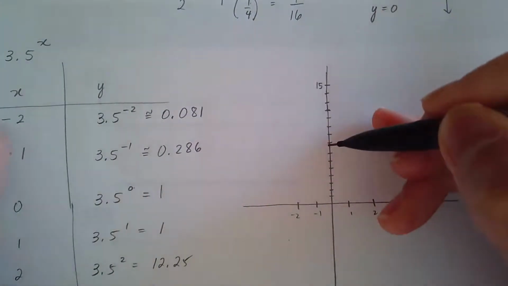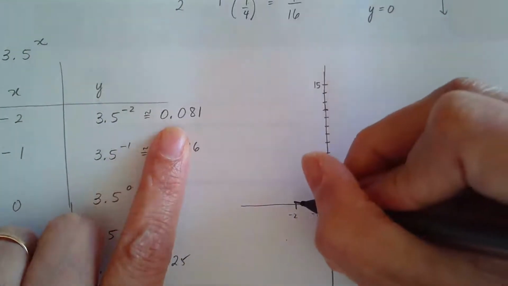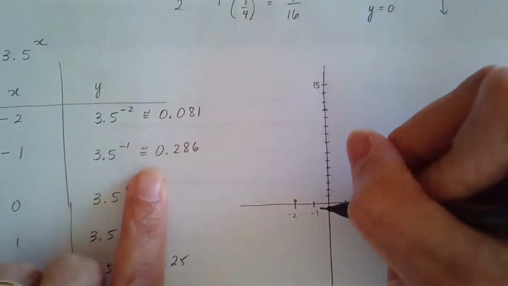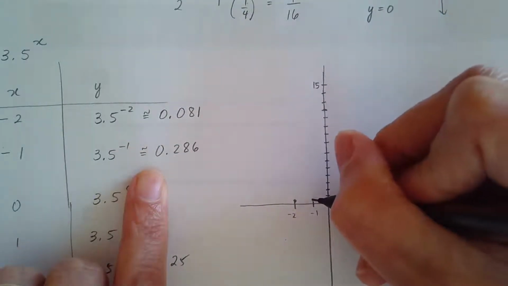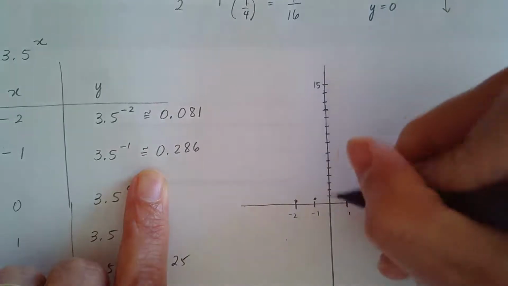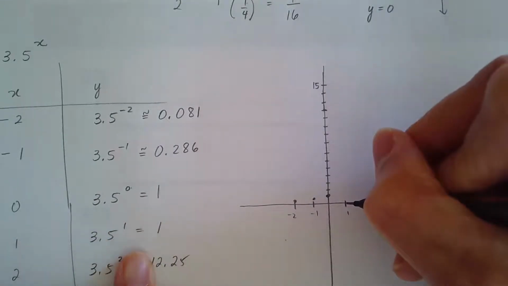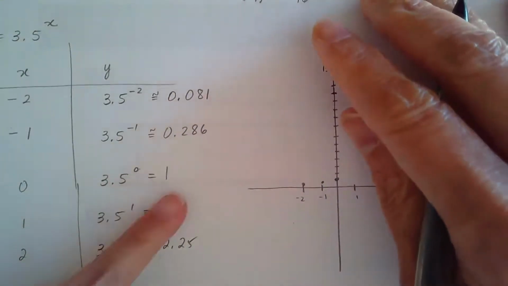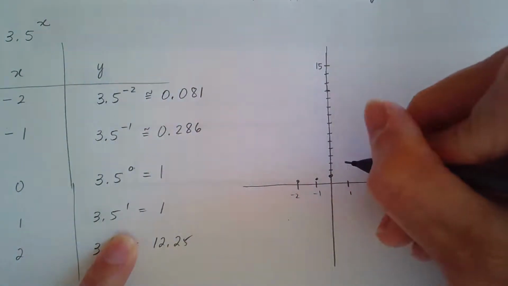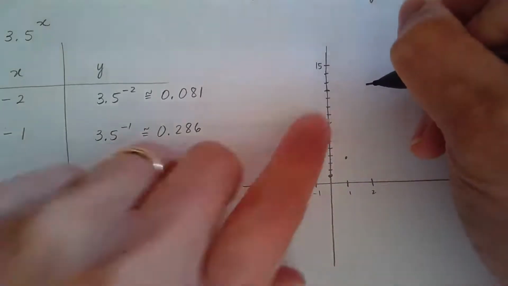So the very first one here, if x is negative 2, it's going to give you 0.081, so it's going to be really, really close to 0 right there. And if it's negative 1, it's going to be 0.286. And then 0 is 1. And if it's 1, it's 3.5, so 1, 2, 3, 3.5 would be over here. And 2 would be 12.